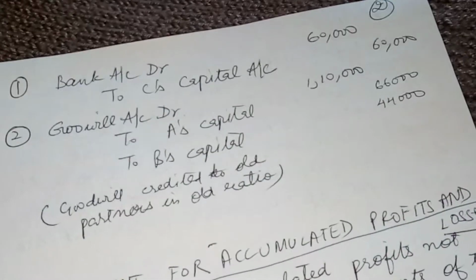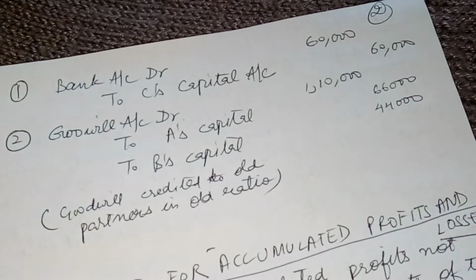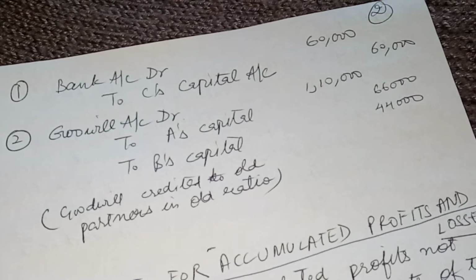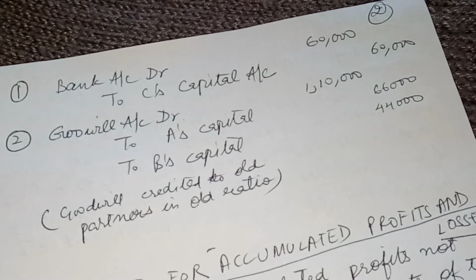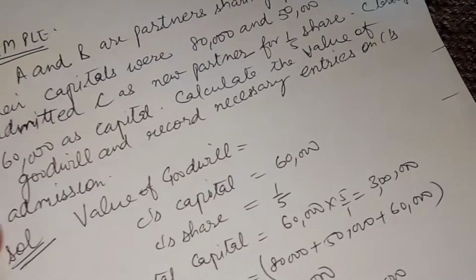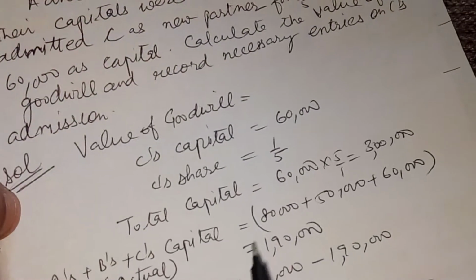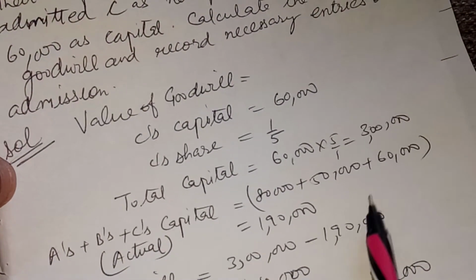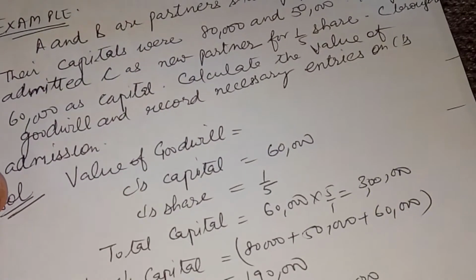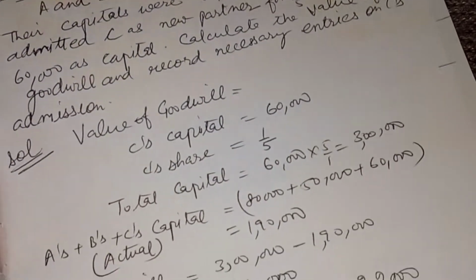So it was the treatment when the goodwill is not given. In that case, you have to calculate the goodwill. You have to capitalize the value of capital brought by the new partner, and then you have to calculate the actual capital shown in the question, and the difference will be goodwill. So this is how you will infer or you will calculate goodwill.